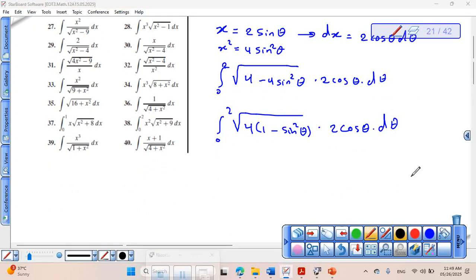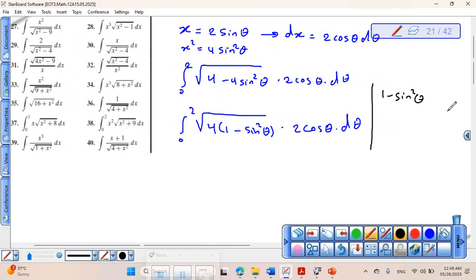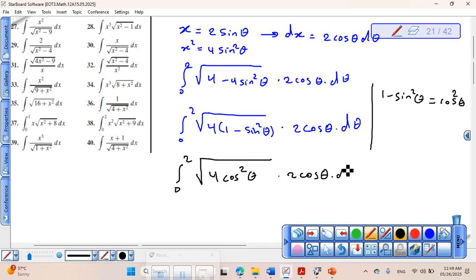Do you remember that? What is the answer here? 1 minus sine squared theta equals cosine squared theta. So this is the integral from 0 to 2 of radical 4 cosine squared theta times 2 cosine theta d theta. The square root of 4 is 2, and the square root of cosine squared is cosine theta, times 2 cosine theta d theta.